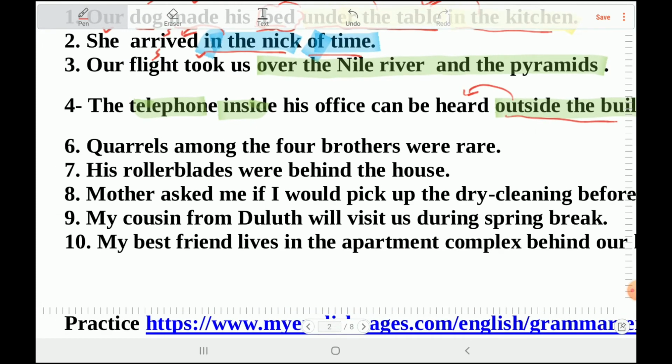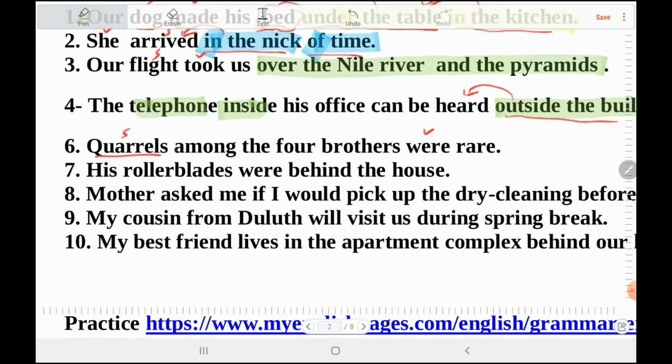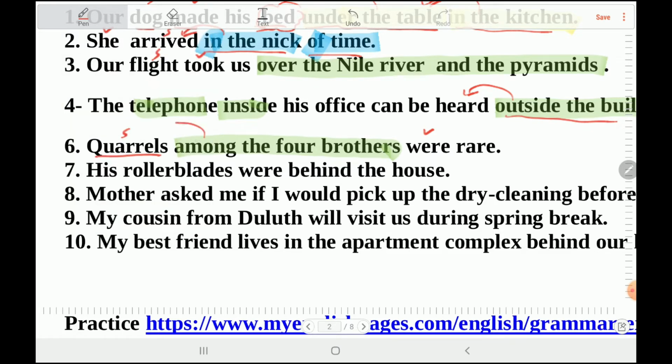Number 6. Quarrels among the four brothers were rare. Where is the subject? Exactly. Quarrels. Okay. Where is the verb? Were. Okay. And among is a preposition. So among the four brothers were rare. طيب يبقى among modifies the quarrels.